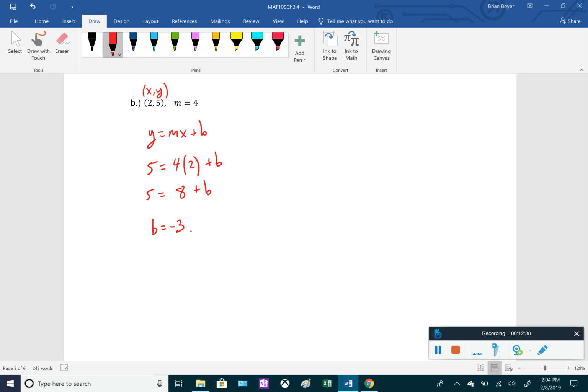So I had to skip showing the intermediate steps. That's all the work that we need. So y equals m, which is 4, x minus 3. So y equals mx plus b.